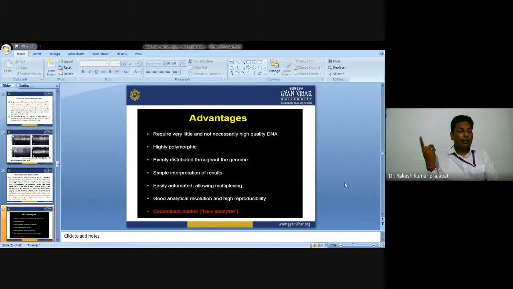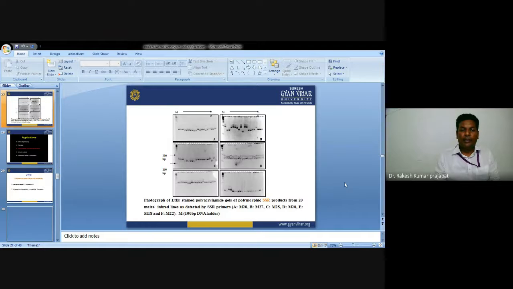Highly polymorphic, you can say, because they are repeat units. Variation is because of the repeating unit. If the variation is repeat 6 times, 7 times, 8 times, so the repeat unit determines the polymorphism of this marker. Evenly distributed throughout the genome, as you know, because the repeat unit of a particular marker is present throughout the genome. Simple interpretation, easily automated, and multiplex.